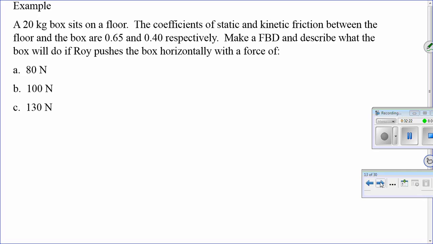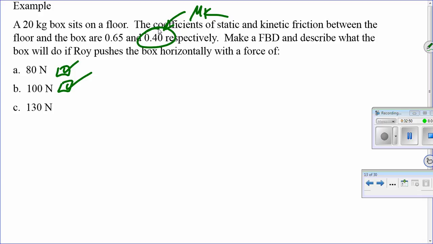All right, so here's that same example that we started out with. Remember I said we couldn't solve that last part? It's the same example, but I added in a new piece of information. I gave you a coefficient of kinetic friction this time. It says make a free body diagram, describe what the box will do. We already did A, we already did B, but C we couldn't finish before, but now we can.